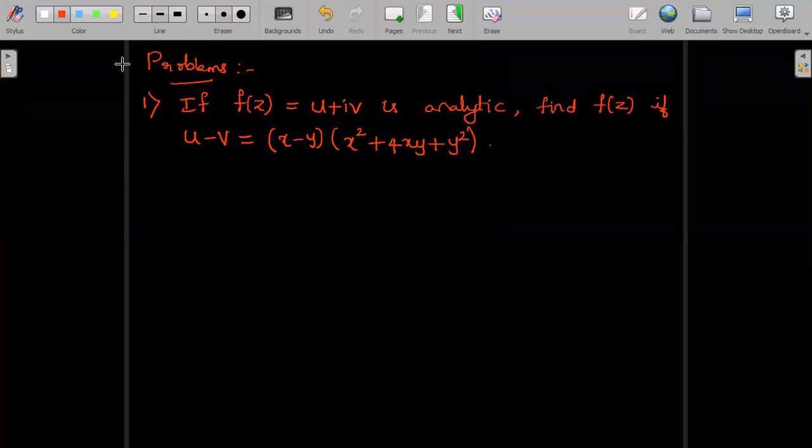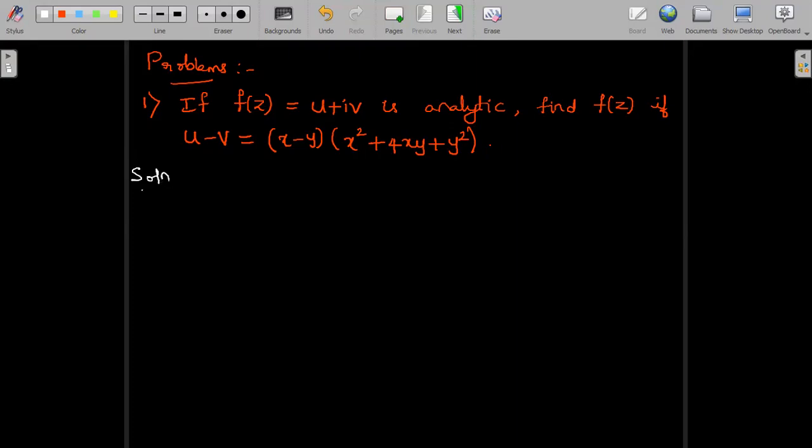So u minus v expression is given for us. We need to find f of z, the analytic function f of z we have to find. It is already mentioned that the given function f of z is analytic. So we can apply CR equations in the middle of the problem when needed. So let us see the solution first.